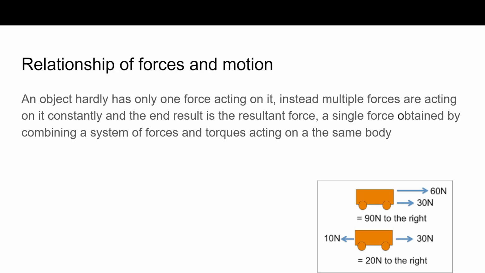Looking at the picture, we see a cart getting pulled by a 60 Newton and 30 Newton force to the right. This will add up to form a 90 Newton resultant force to the right. The second cart, on the other hand, has a 10 Newton force acting to the left and a 30 Newton force acting to the right. Thus, if we add up the forces, we can see that the resultant force for the second cart is 20 newtons to the right.